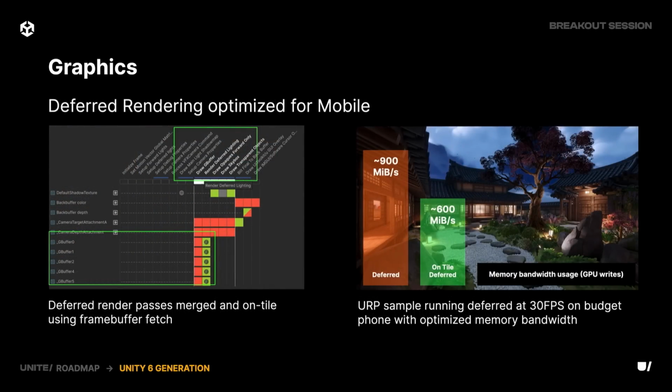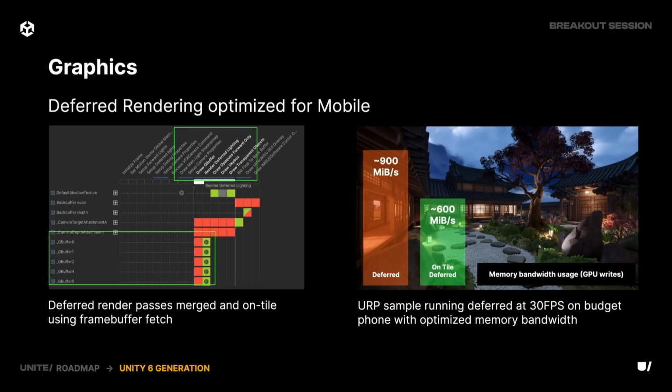And then, specifically for mobile, on-tile deferred rendering brings improvements to mobile devices. Now, URP is optimized to utilize the latest tile-based rendering techniques, so that's native render pass and frame buffer fetch, to reduce bandwidth usage and energy consumption.